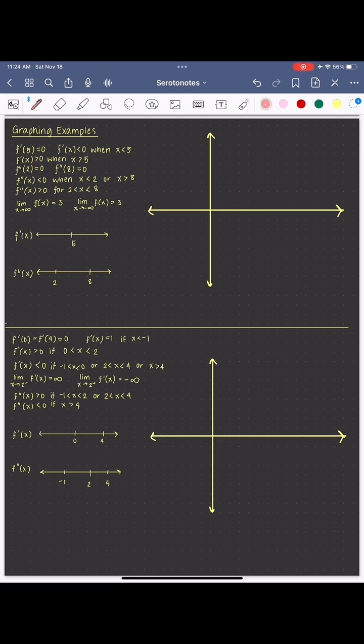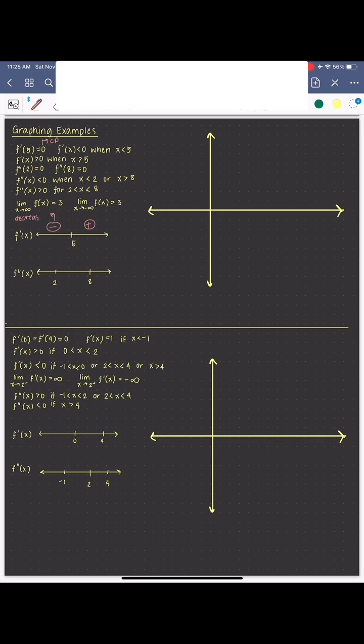For our first example, we have a critical point at x equals 5, and f prime is negative when x is less than 5 and f prime is positive when x is greater than 5. This means that the function is decreasing to the left of 5 and increasing to the right of 5.